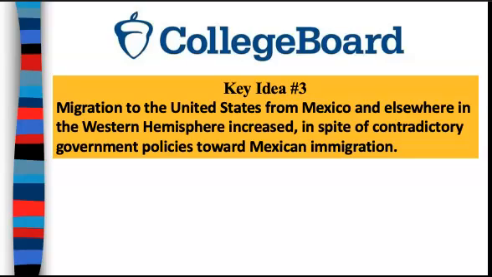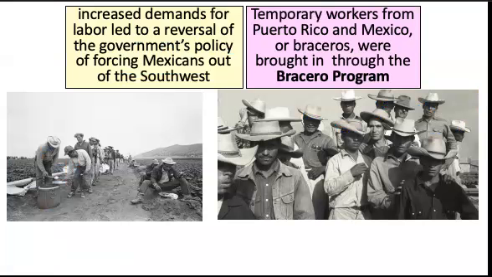Migration in the United States from Mexico and elsewhere in the Western Hemisphere increased, in spite of contradictory government policies towards Mexican immigration. Now, increased demands for labor led to a reversal of the government's policy of forcing Mexicans out of the Southwest. Many Mexican Americans worked in defense industries. Over 300,000 served in the military. A 1942 agreement with Mexico allowed Mexican farm workers, known as braceros, to enter the United States in the harvest season without going through formal immigration procedures.